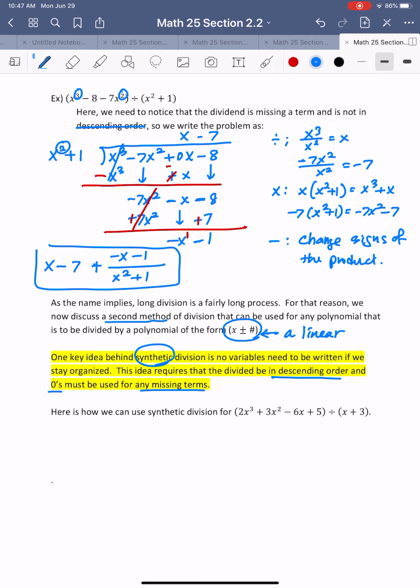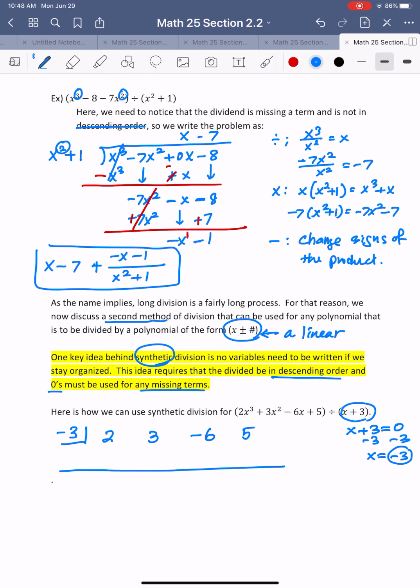So what you do is you just pull out the coefficients, okay? Which is 2, 3, negative 6, and 5. So do not use a variable. And then once you've done that, we divide by, okay? Actually, you need to set the divisor equal to 0. And then this is the number that you use, okay? So instead of the positive 3, we put negative 3 here.